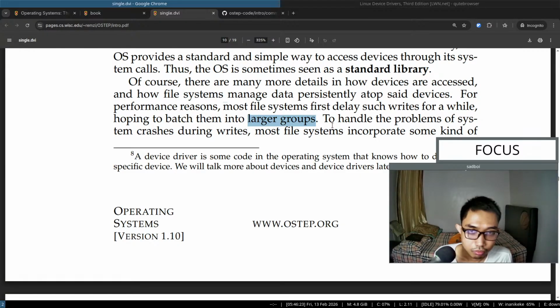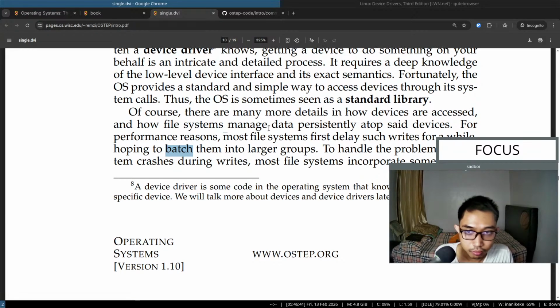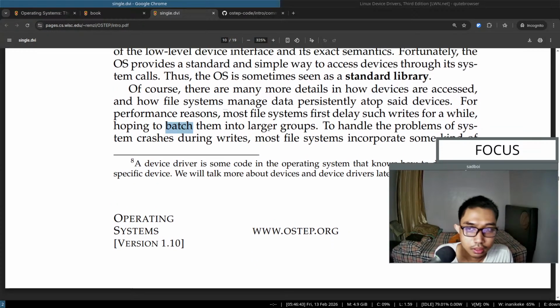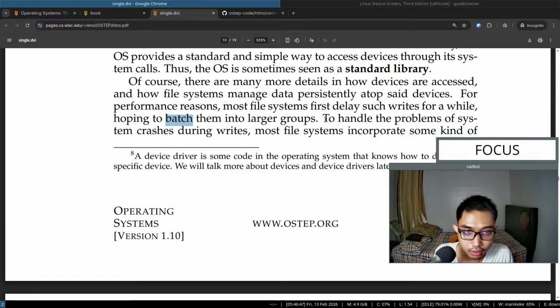We collect, I guess, until a certain amount of data, and then we write them per batch with that amount of data. To a certain amount of data, I think.